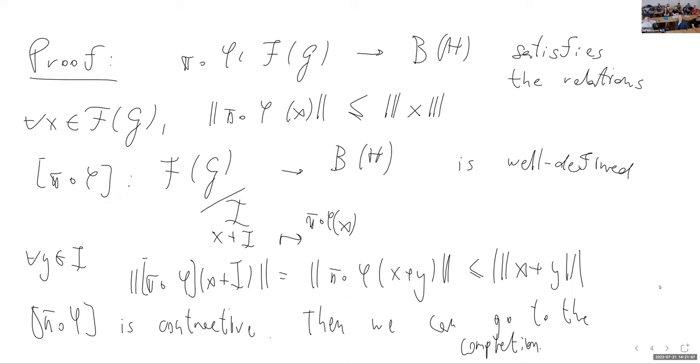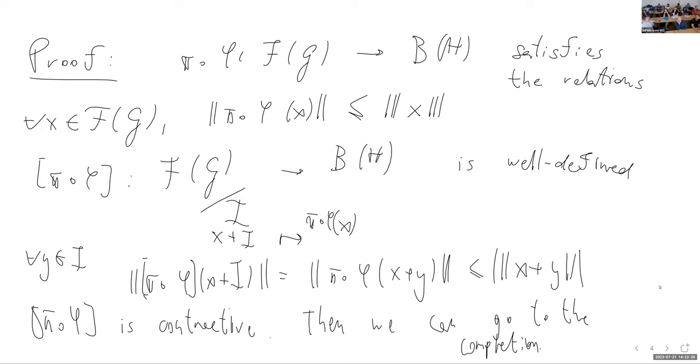Respectively, why does it kill I? This composite kills I. Yes. Okay, so we can go to the quotients. And when I'm evaluating this map on X, I can evaluate on any representative of its class. So instead of applying it on X, I can apply it on X plus Y, using the ideal. X and X plus Y have the same class.